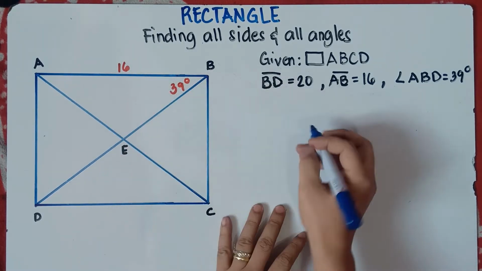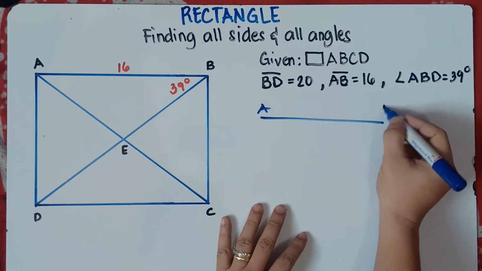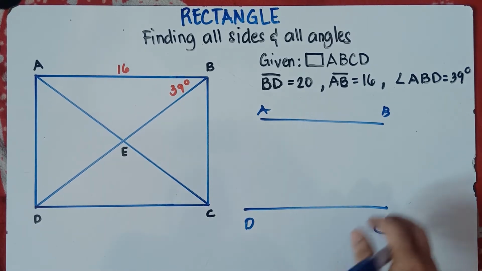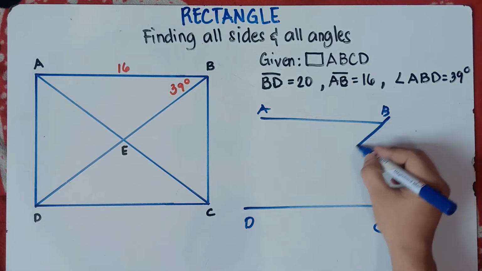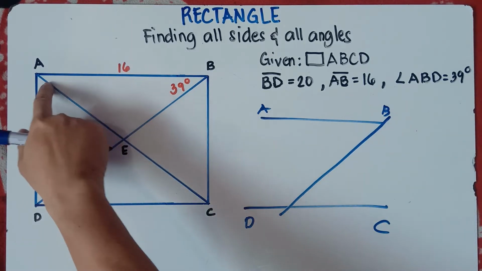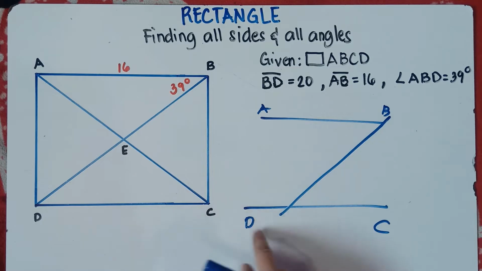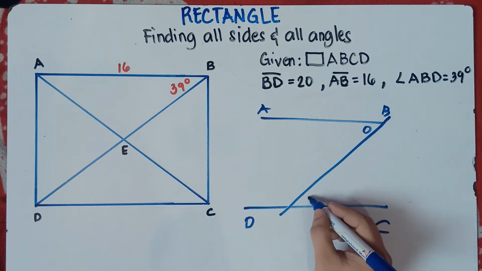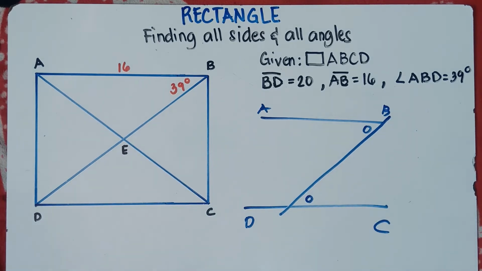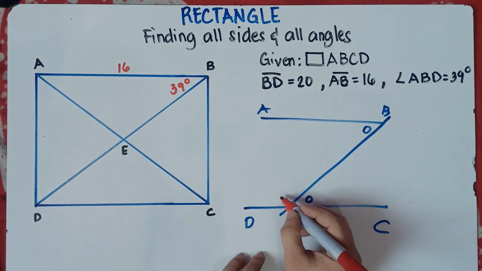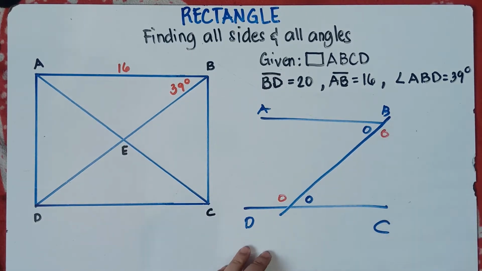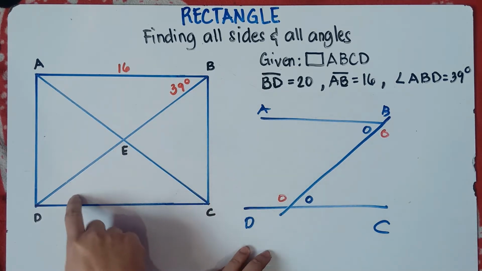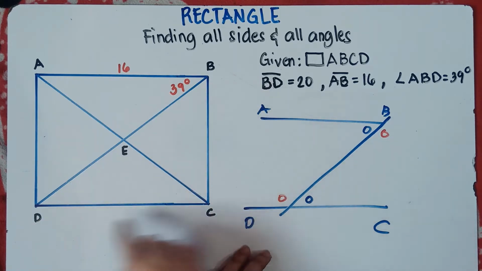If you have two parallel lines, for example, line segment AB and line segment DC, and they are cut by a transversal line, then this angle right here is congruent to this angle. That's what we call alternate interior angles. And this angle right here is congruent to this angle. So this 39 is congruent to this angle right here, angle CDB.